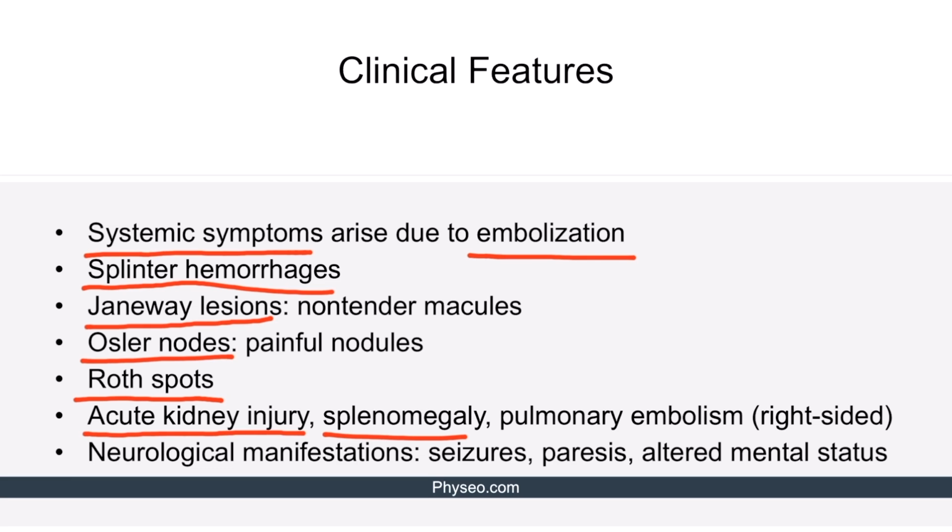When right-sided heart valves are involved, there is a high risk for pulmonary embolization leading to symptoms of dyspnea and hemoptysis. Embolization to the brain can result in the development of stroke, hemorrhage, meningitis, or even an abscess. These lead to symptoms such as headaches, seizure, paresis, or altered mental status.